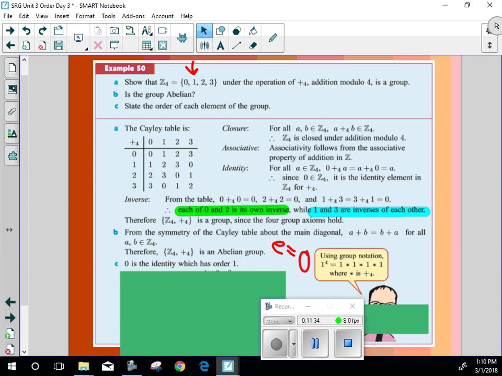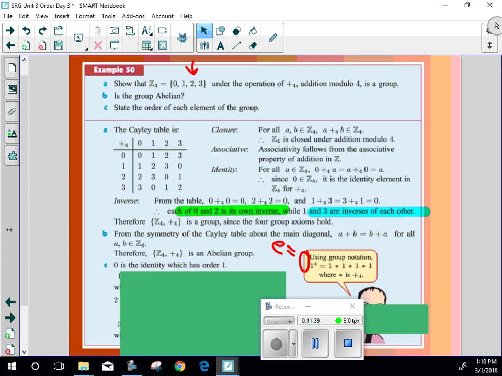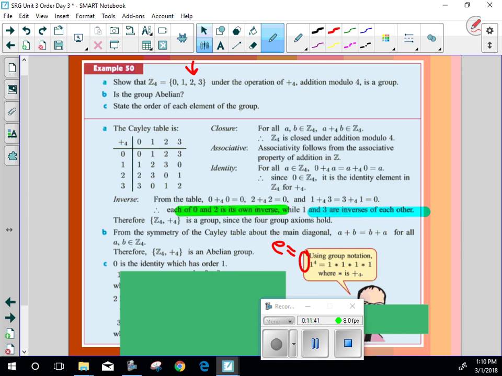But how about 1 plus 1? What will that be? 1 plus 1 is 2. Is 2 equal to 0? Nope. So 1 plus 1. How about 1 plus 1 plus 1? Or in other words, here's 1, and then we did 1 plus 1, which is 2. Now do 1 plus 2. What do you get? 3.